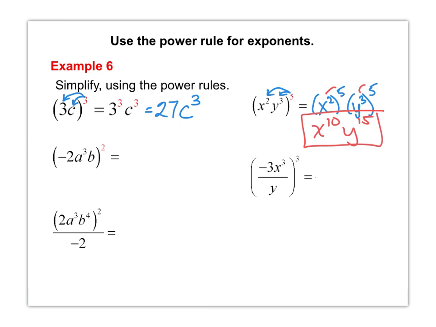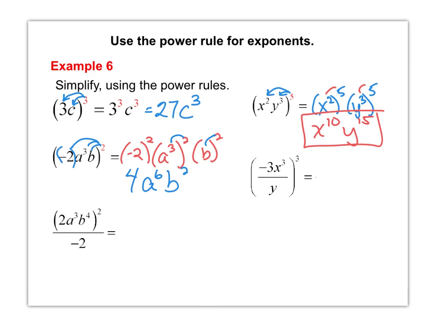In the third example, the quantity negative 2a cubed b squared, we are going to be raising negative 2 to the second power, a cubed to the second power, and b to the second power. And it's going to look like this. We have negative 2 to the second power, a to the third to the second power, and b to the second power. Now negative 2 to the second power is a positive 4. For the a term, we have a power to a power. Using the power rule, we multiply those exponents together to get a to the sixth power and b to the second power.